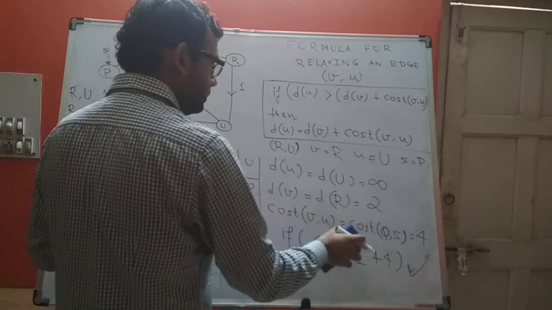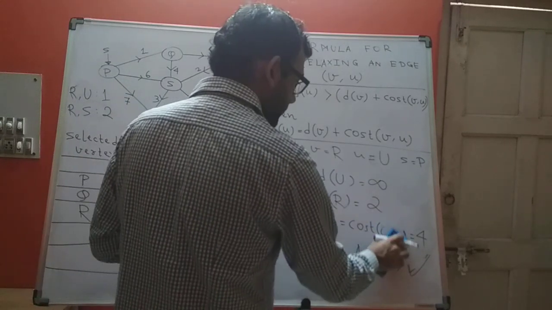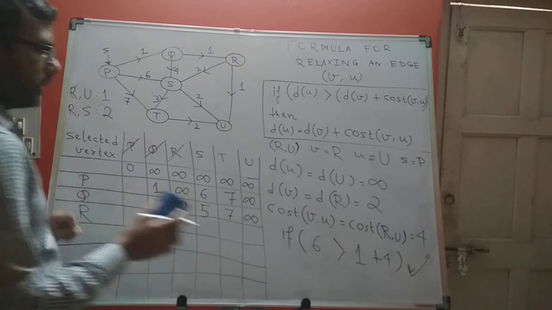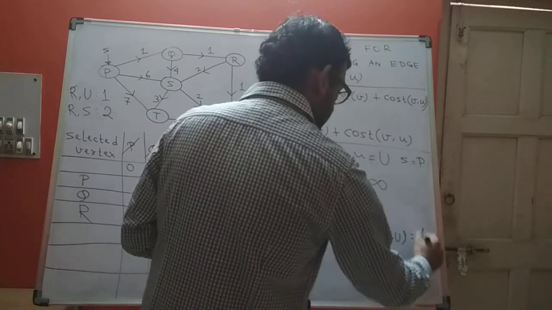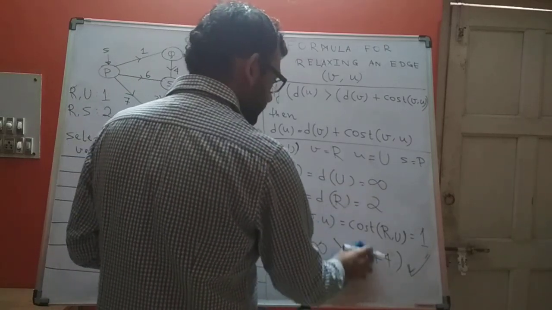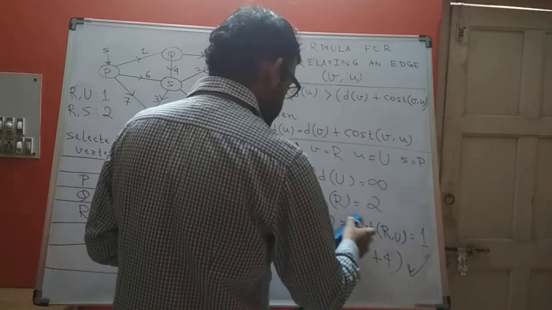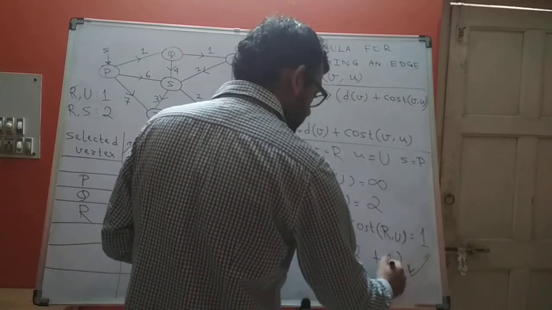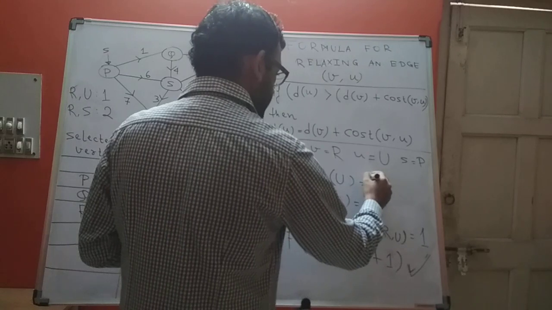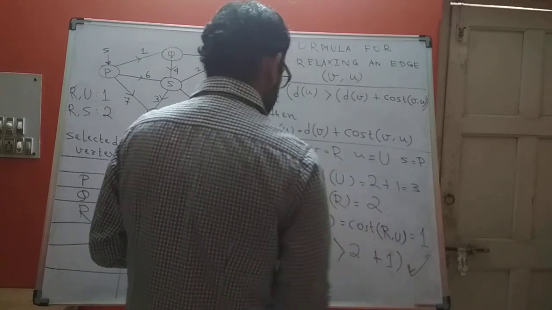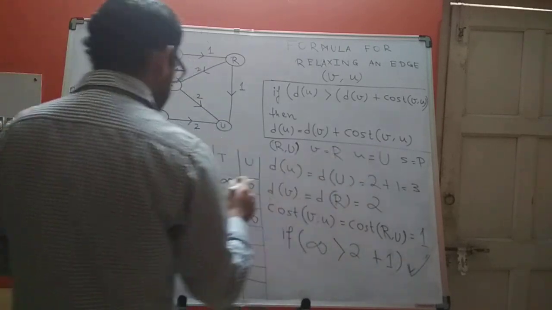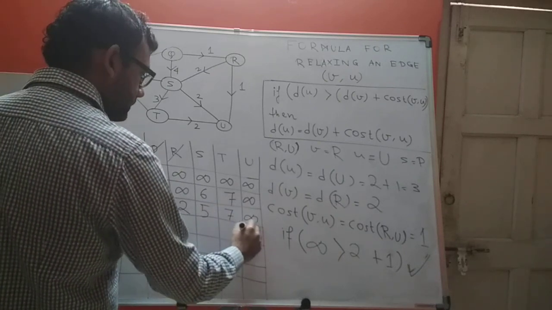So what is cost of v comma u? Cost of v comma u is cost of R comma U. What is cost of R comma U? It's 1. Now, if you check the condition, what is du? du is infinity. Is infinity greater than dv, which is 2, plus the cost, which is 1? Yes, infinity is greater than 3, so the condition is satisfied. Now I need to update my du. I'll say dv plus cost, which is 3. So now du becomes 3. That means the distance to the vertex capital U becomes 3.